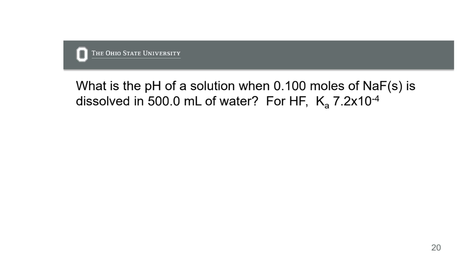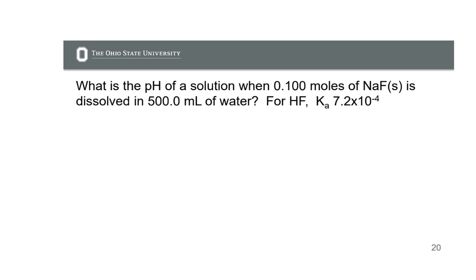So we want to figure out the pH of the solution where we put 0.1 mole of our sodium fluoride in 500 milliliters of water. Okay? And we're given the Ka for HF. And we recall we have our sodium fluoride. It forms this basic solution, so we need to end up with a basic pH. Okay? So let's look at how we're going to solve this.